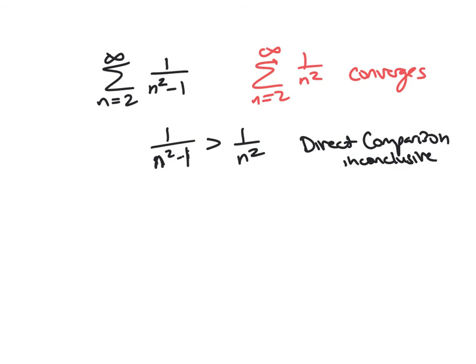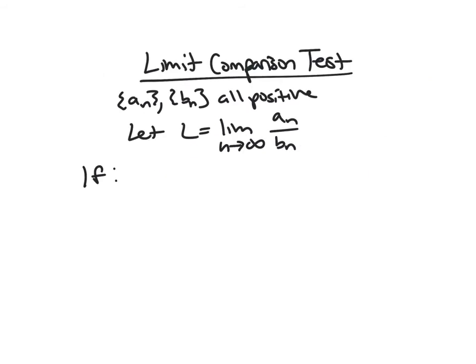But it seems like this should be the right comparison, right? Like 1 over n squared versus 1 over n squared minus 1. These should do the same thing, right? This should converge. So this is where we actually have what's called the limit comparison test. Okay, so for the limit comparison test, we again want all positive terms, and we're going to let L be the ratio of the an term over the bn term. We're going to take this limit to infinity.